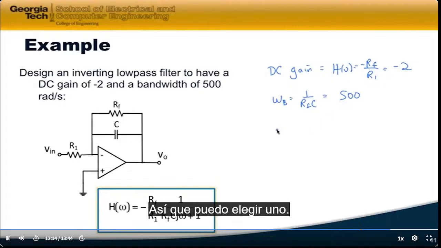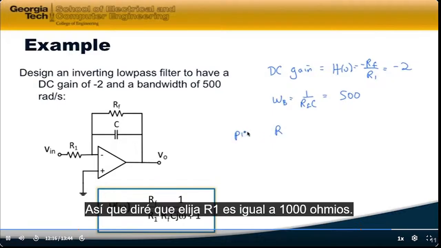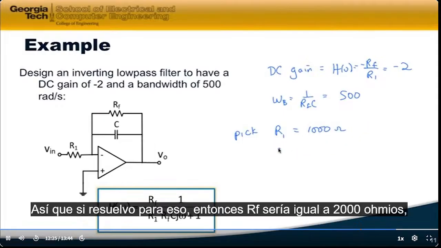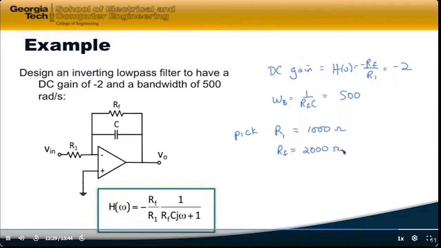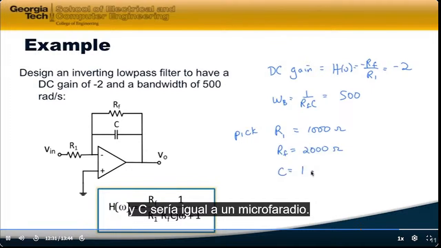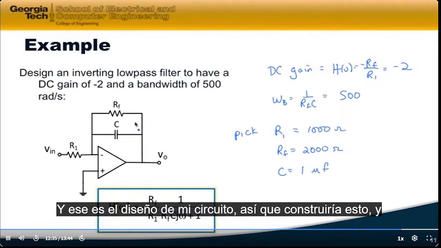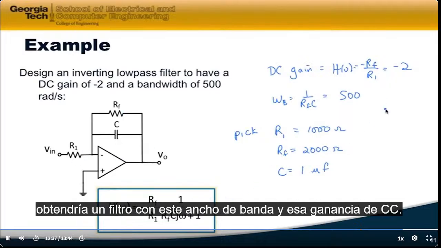So I can just pick one. So I'll say pick R1 is equal to 1,000 ohms. Very common resistor. Let's go ahead and pick that one. So if I solve for that, then RF would be equal to 2,000 ohms, and C would be equal to 1 microfarad. And that's the design of my circuit. So I would build this, and I would get a filter with this bandwidth and that DC gain.